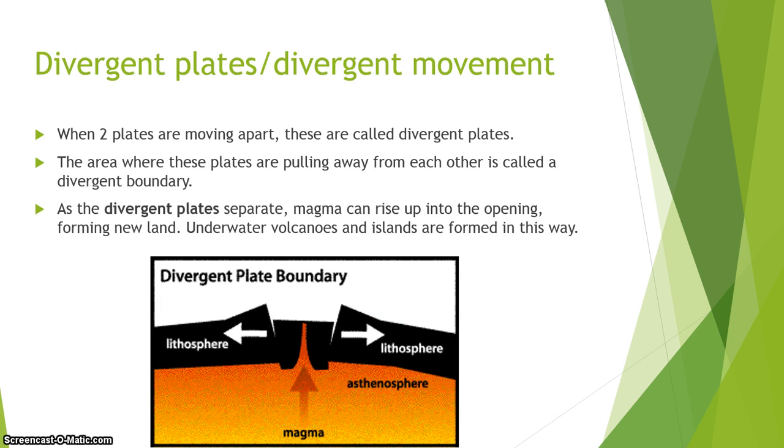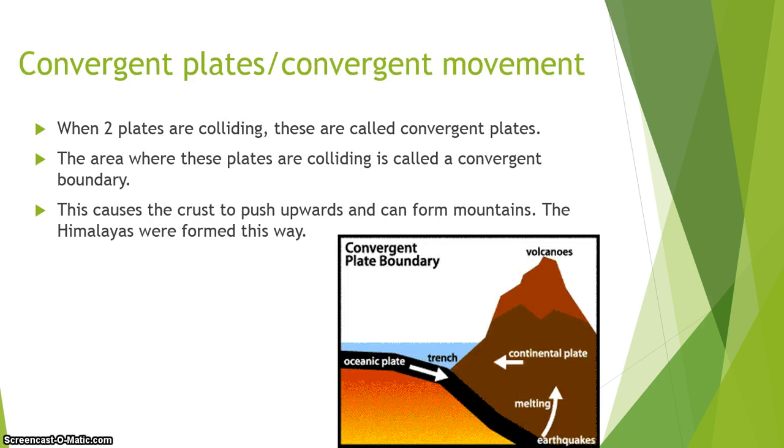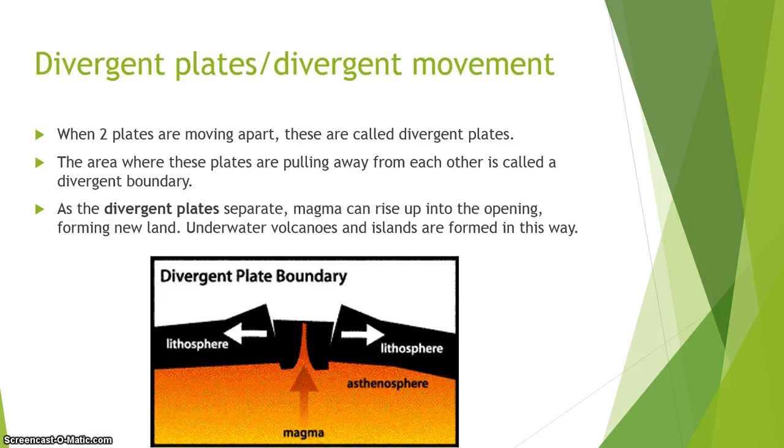Okay, divergent plates or divergent movements. When two plates are moving apart, these are called divergent plates, all right? So they're moving apart. Convergent plates were colliding, divergent are pulling apart. The area where these plates are pulling away from each other is called a divergent boundary. Okay, again, using the boundary. As divergent plates separate, magma can rise up in the opening, forming new land.